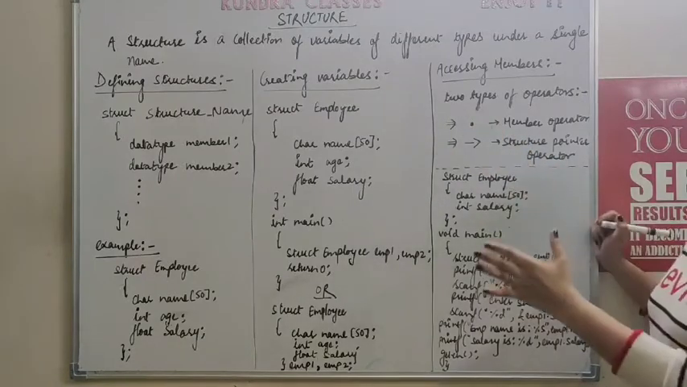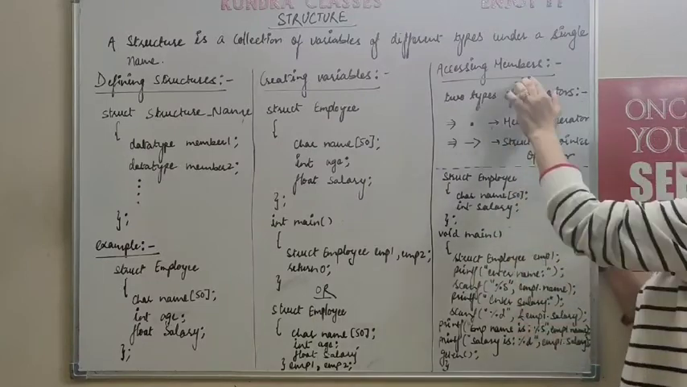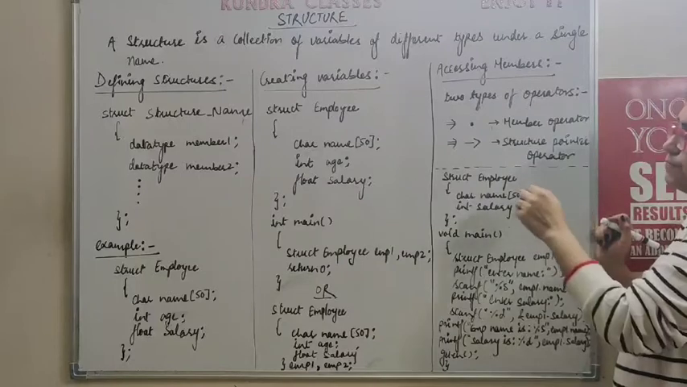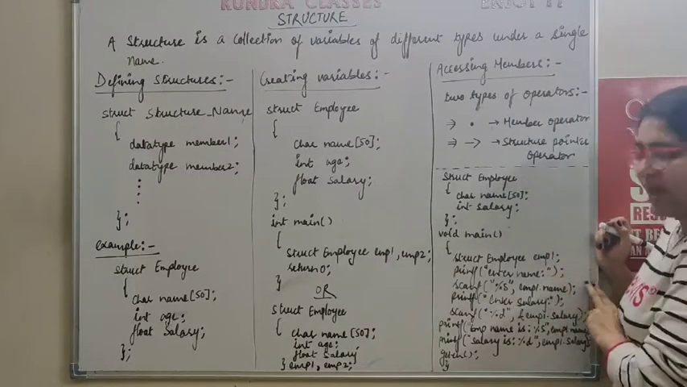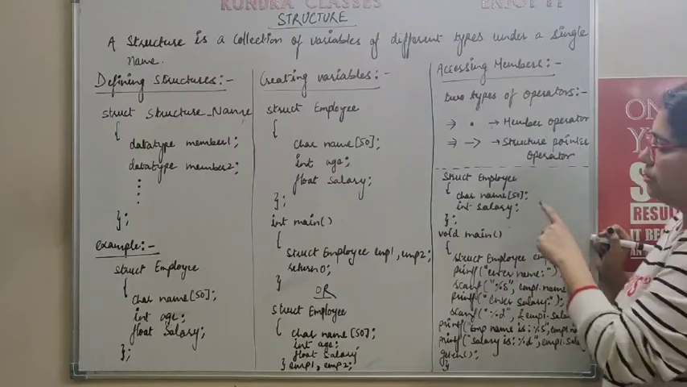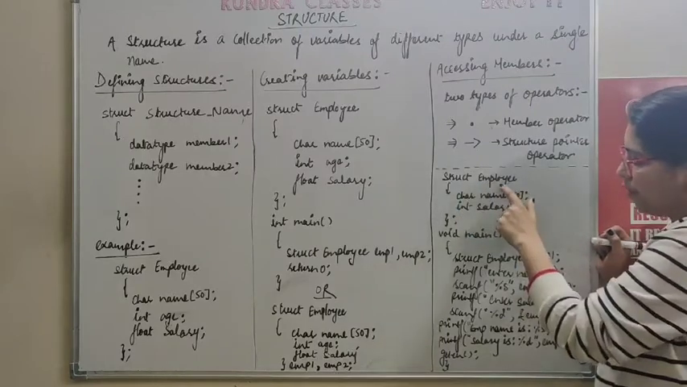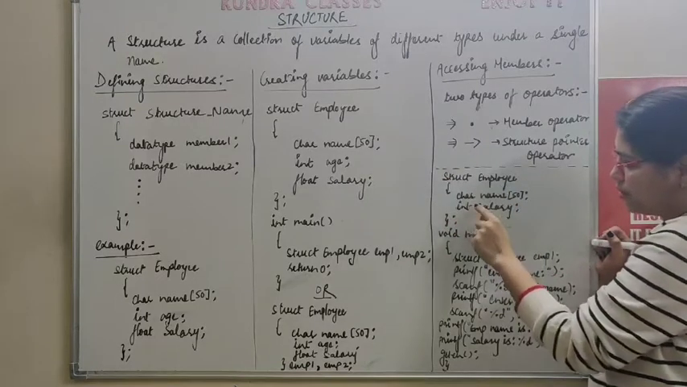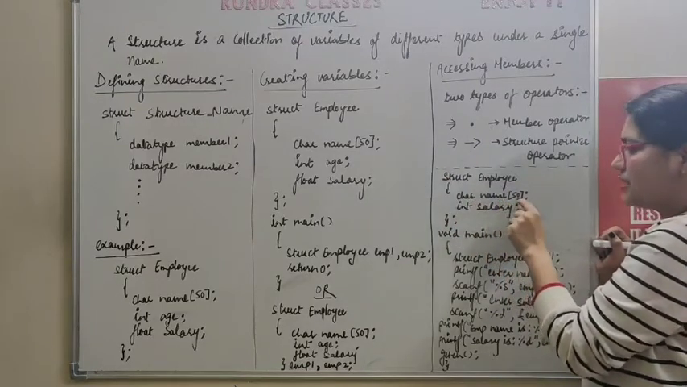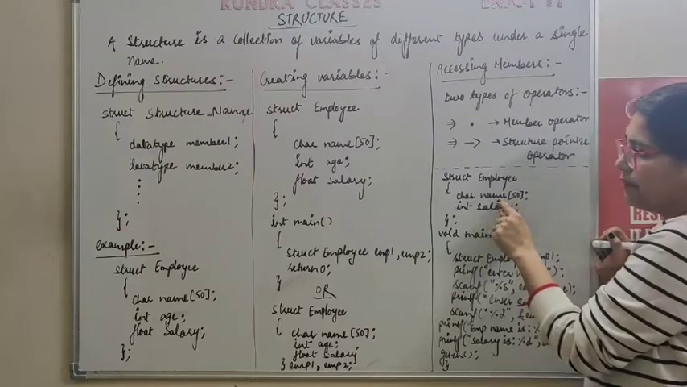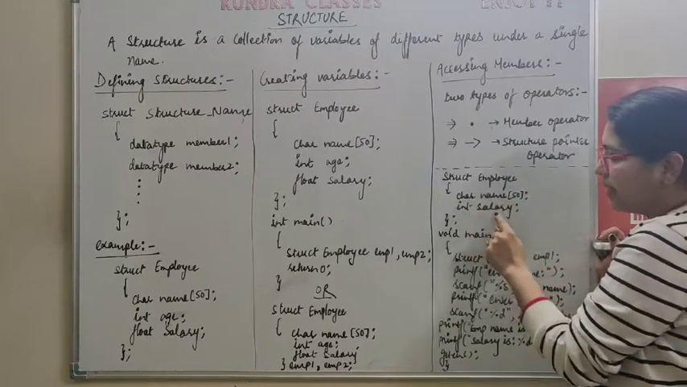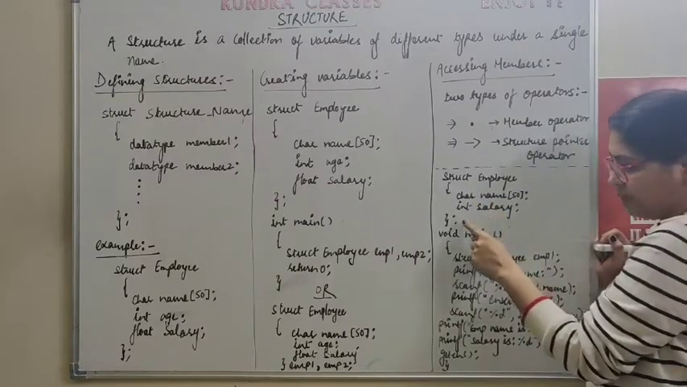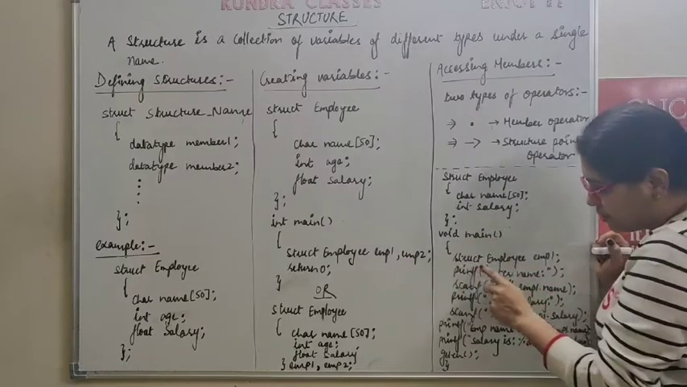After understanding defining of structure, creating variables, and accessing the members, I'm taking one example to create a structure and access the members of that structure. Struct employee. I've created one structure. Struct keyword, employee is the structure name. Then char name, size is 50. Name is one member, and salary is another member of integer type. First one is of character type, second one is of integer type. Then semicolon. I've started the main function.